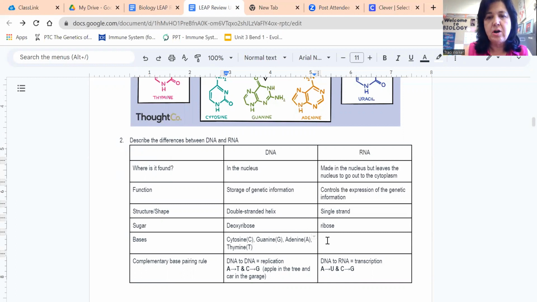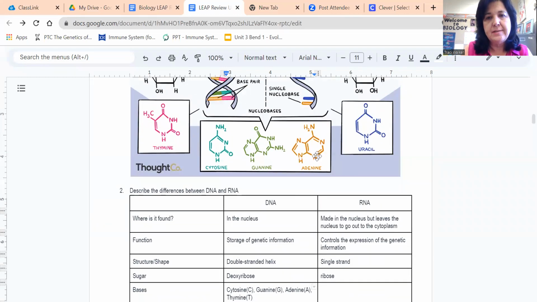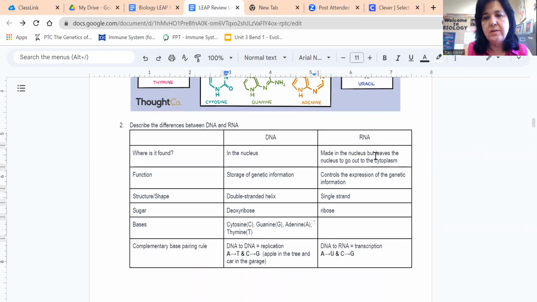Okay, and now the bases for RNA, as you see up here, RNA has the same 3 bases that DNA has, cytosine, guanine, and adenine, but RNA doesn't have thymine. Instead, RNA has uracil. So RNA has cytosine, capital C, guanine, capital G, adenine, capital A, and instead of thymine, it has uracil.